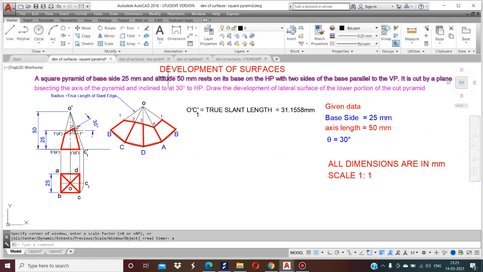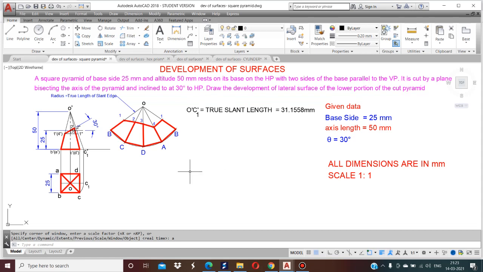Today in the development of surfaces, I will explain how to draw the square pyramid. First go through the question. A square pyramid of base side 25 mm and altitude 50 mm rests on its base on the HP with two sides of the base parallel to VP. It is cut by a plane bisecting the axis of the pyramid and inclined at 30 degrees to HP. Draw the development of the lateral surface of the lower portion of the cut pyramid.